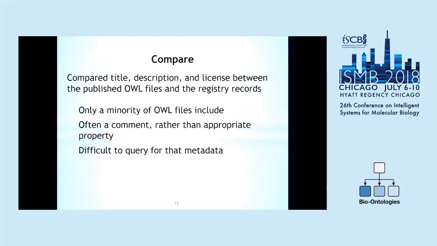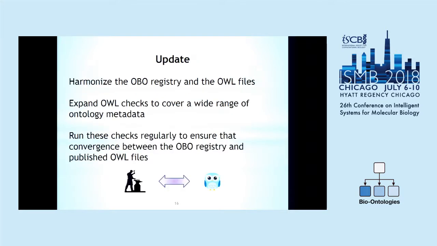So we started with comparing just three properties, the title, description, and license, between what was in the registry and the OWL file, and only a minority of OWL files included those three. And often they didn't use the same property across different ontologies for the same thing, so it made it really difficult to query. And this work is done by Becky Tauber, and she's developed a lot of validation to check these OWL files, and that's a completely separate talk that Becky should present at another time.